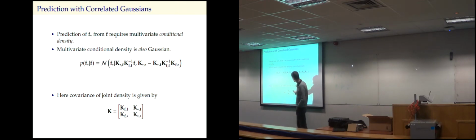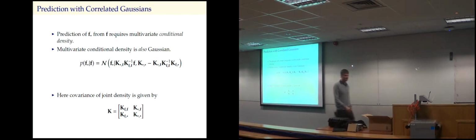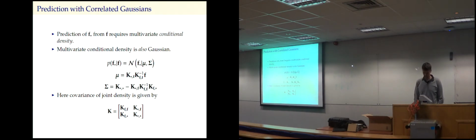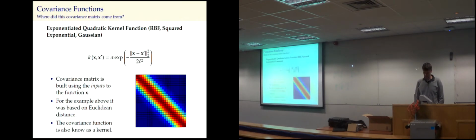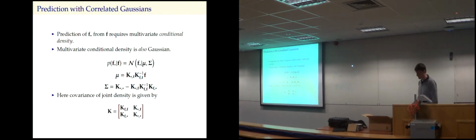So here we're assuming that this is now the covariance of all our training data, the covariance between our training and our test data, and the covariance for our test data. So the question is, where does that covariance come from? Okay, let me stop there before I go into that question.